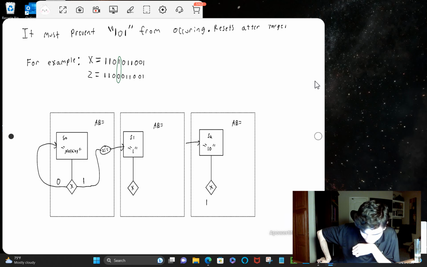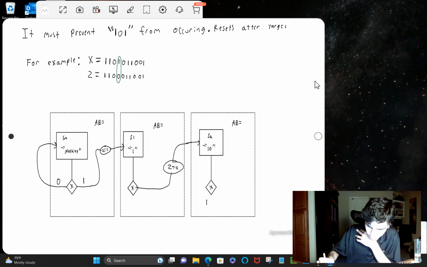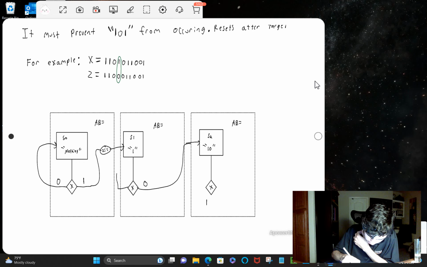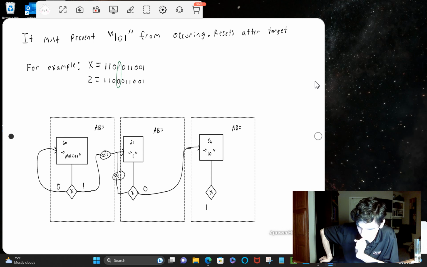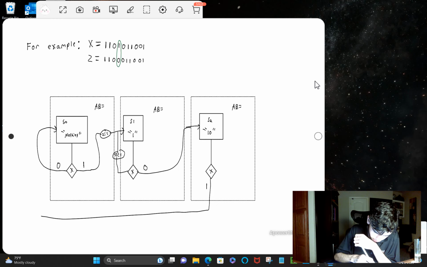Okay, so we have a first 1. If we get a 0, we go here, and the output Z is 0, so we don't put anything in the link. We could do Z equals 0, but it's just not. We get a 1, well, then we just go back to here. So we're in our final state. We get a 1. Get a 1. Then we go back to 0 because it resets.